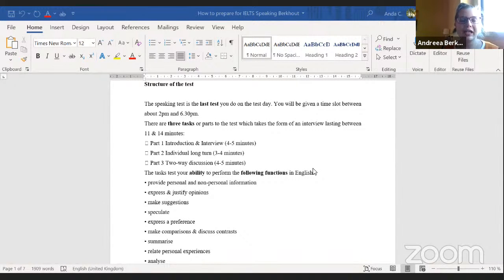Okay, so again, 3 parts for the speaking. The first one, just short, easy questions on you, on your life. The second one, you have to speak for 1 to 2 minutes on a given topic. And the last one, you are asked questions about more abstract issues. Okay, so the practical part, let me also share it with you, please.